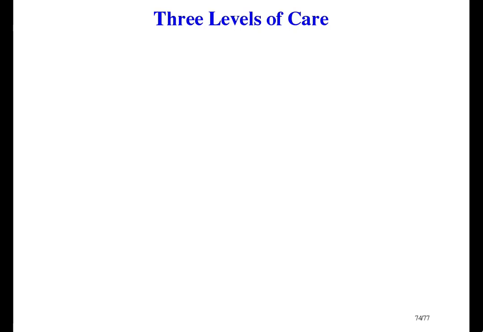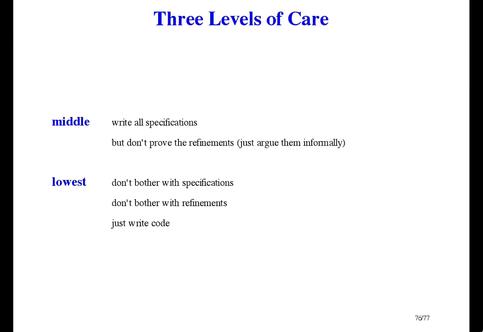I think now is a good time to tell you about 3 levels of care in programming. At the lowest level, you don't bother to write specifications and refinements. You just write the code. That's the level you see most often. At the middle level, you write all the specifications, but you don't bother to prove the refinements formally. That's what I have just done with binary search. Formal proofs are a lot of work, especially if you don't have an automated prover to help you. And this level is often good enough.